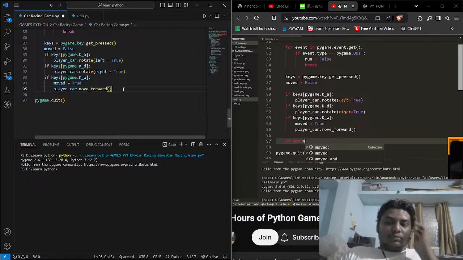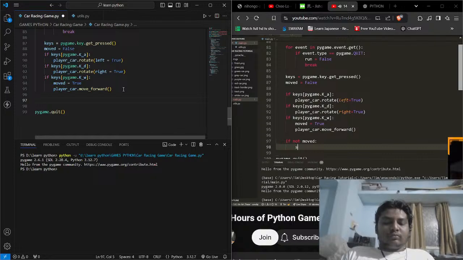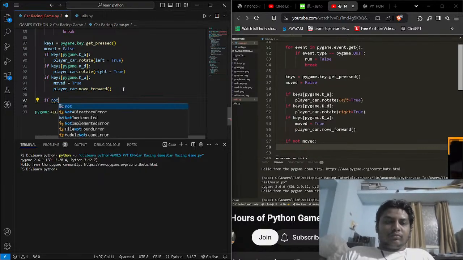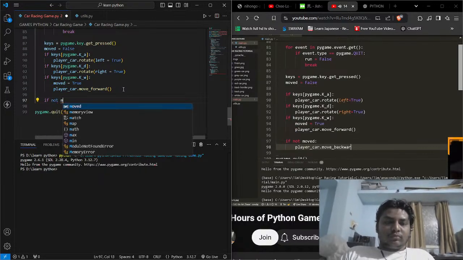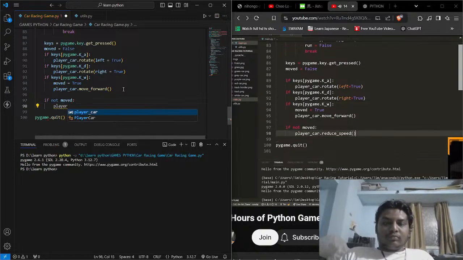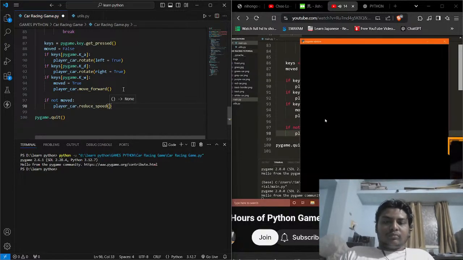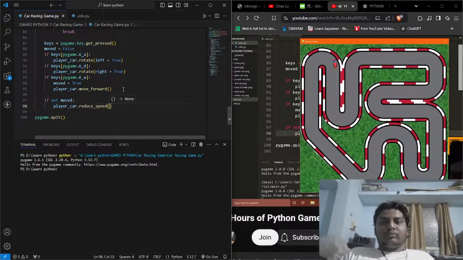So now I'm going to say if not moved, so if I didn't press forward on the gas, reduce my speed. So I'm just going to say not self, but we'll go with player underscore car, and this will be dot reduce underscore speed. So now you should see that when I'm not pressing on the gas, I'm not pressing on the W key, we should reduce the speed. So let's run this code and let's see what we get. So now notice that we slow down.